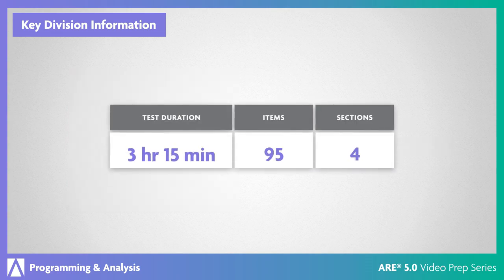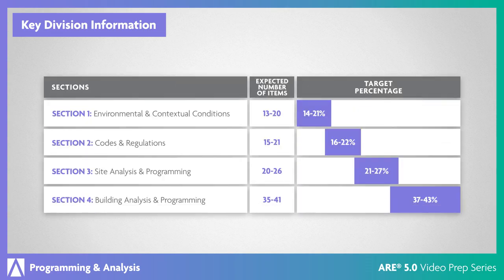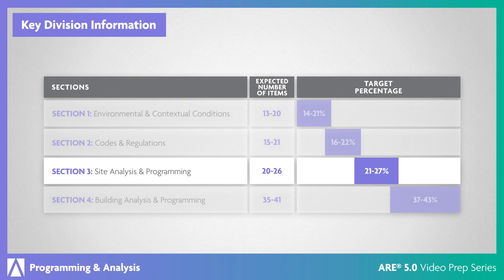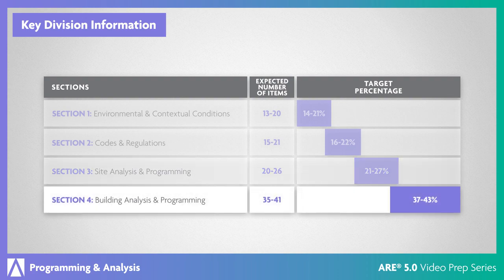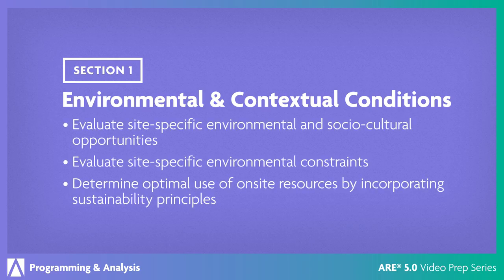You'll have 3 hours and 15 minutes to answer 95 items in this division. The content is distributed between environmental and contextual conditions, codes and regulations, site analysis and programming, and building analysis and programming. In the Environmental and Contextual Conditions section, you'll evaluate a project site and identify both the opportunities and constraints that may impact future development.